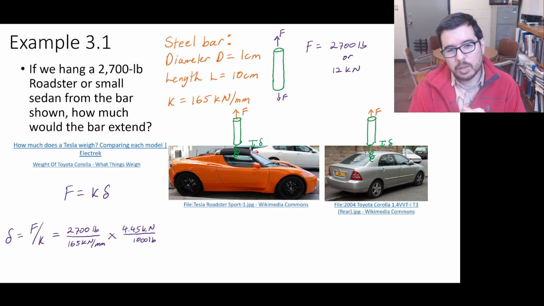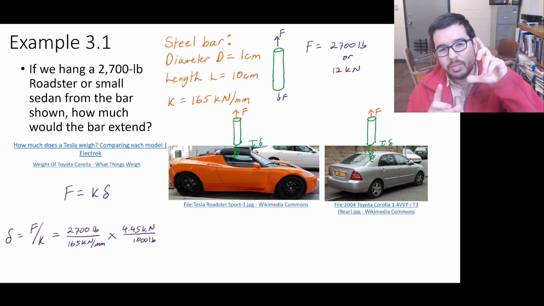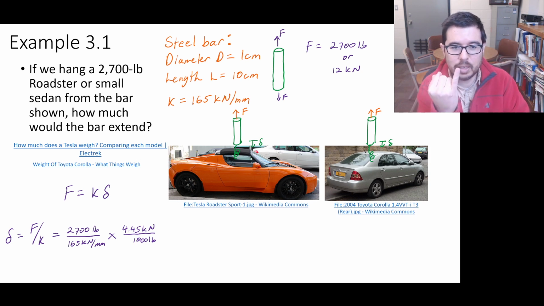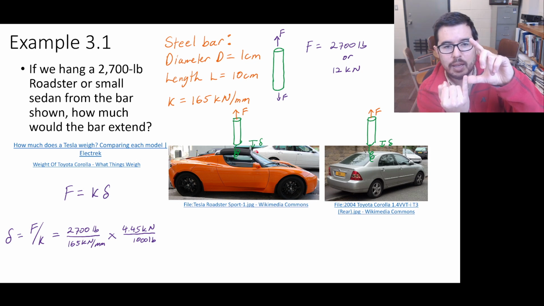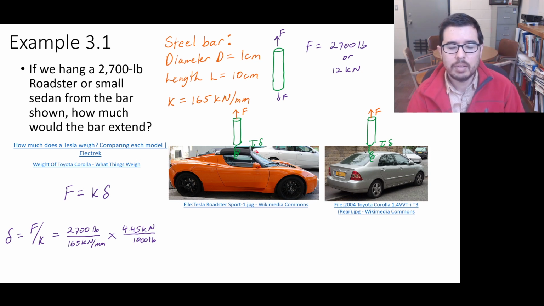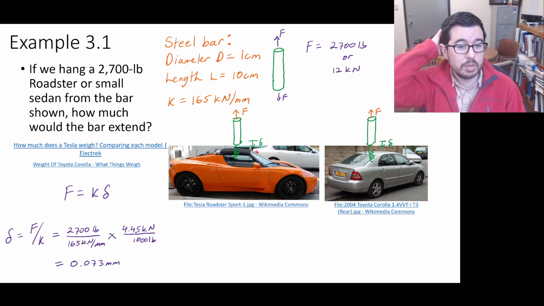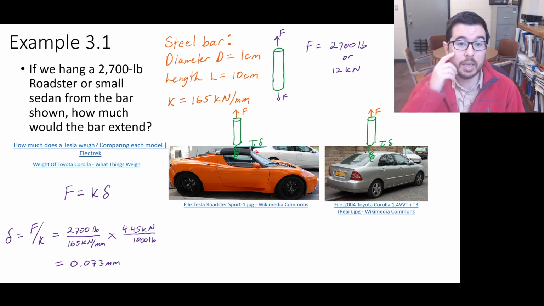You might think, that bar, I'm envisioning maybe 10 centimeters, this and my pinky, 10 centimeters. So it's kind of like that. How much is that going to extend? It turns out, according to these calculations, about 0.073 millimeters. That is 73 microns, or 73 times 10 to the minus 6, one millionth of a meter. And that's not a whole lot.